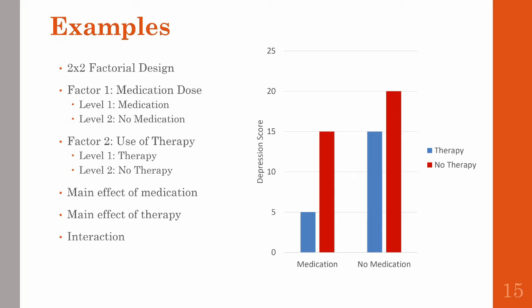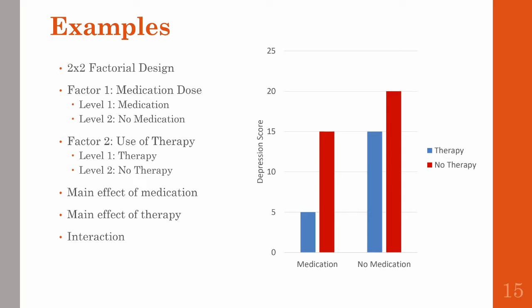Next, we have the effects of medication dose, either getting it or not, and the use of therapy, either having therapy or not, and we're measuring depression scores. Here we have a main effect of medication. So the two no medication conditions generally have higher scores than the two medication conditions. We also have a main effect of therapy. No therapy in the red bars are higher than the therapy blue bars.